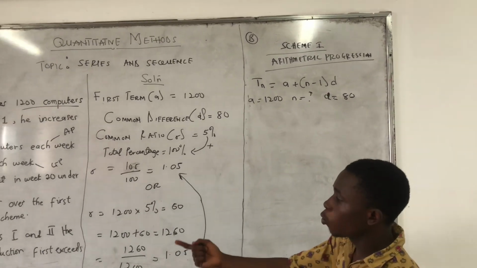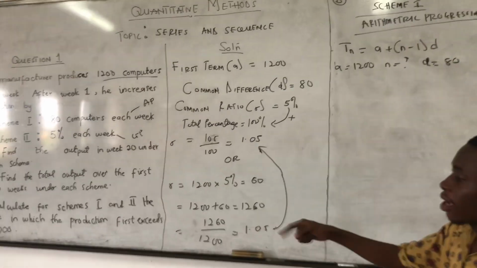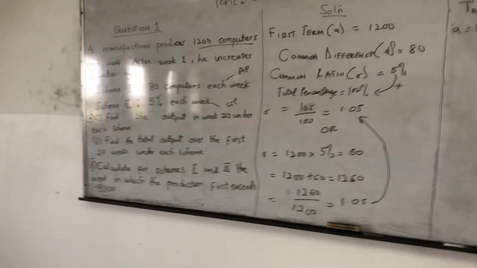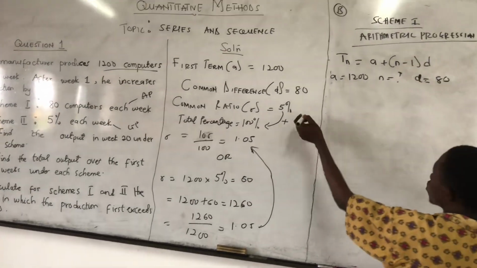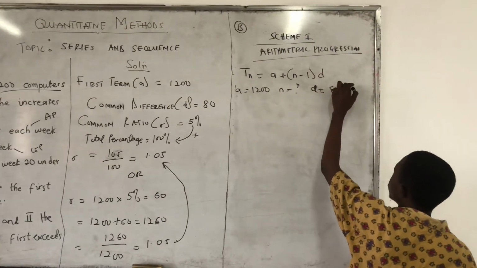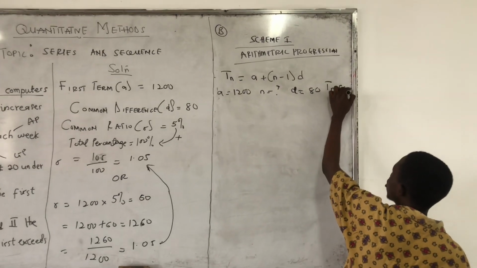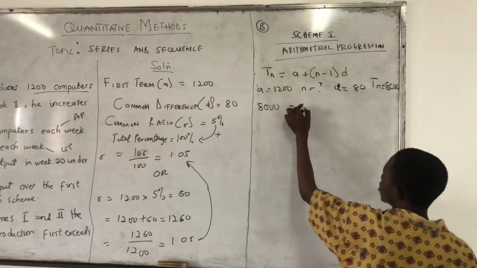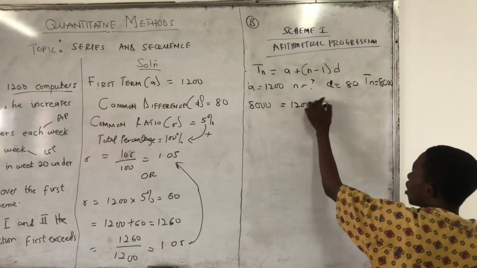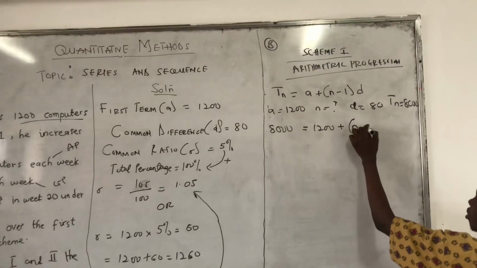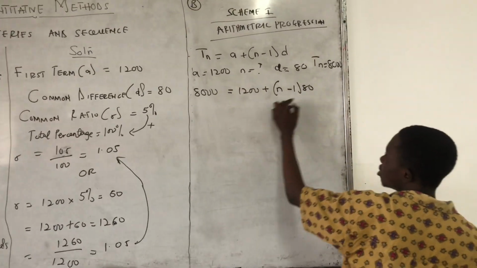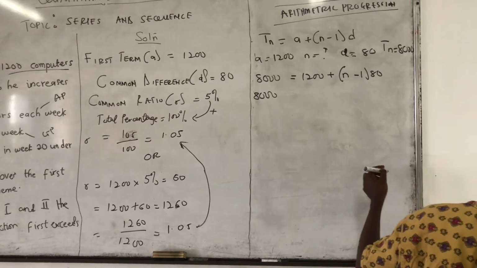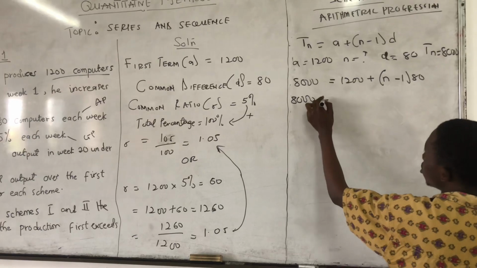Now, calculate for scheme I and II the week in which production first exceeds 8,000. So we're given the total output as 8,000. So Tn is 8,000. So we have 8,000 here equals 8,200 plus n minus 1 times the common difference 80. So we have 8,000.